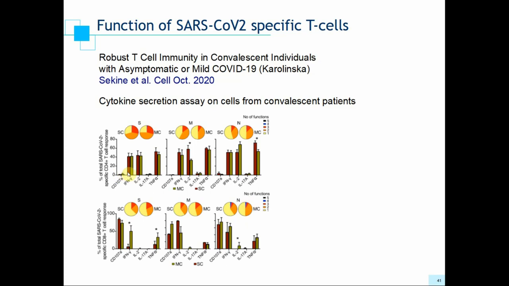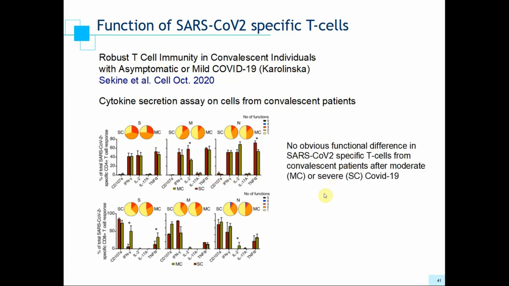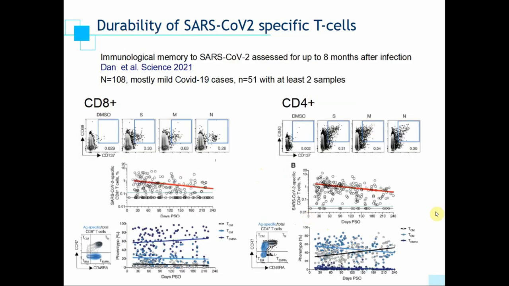So here they're looking at interferon gamma, IL-2, TNF secretion from virus-specific T cells in patients who have either mild infection, so that's the brown bar here, and people with severe infection, that's the green bar. So basically not much of a difference between people with severe COVID or mild COVID. So no obvious functional difference. Okay, so that's at the acute phase.